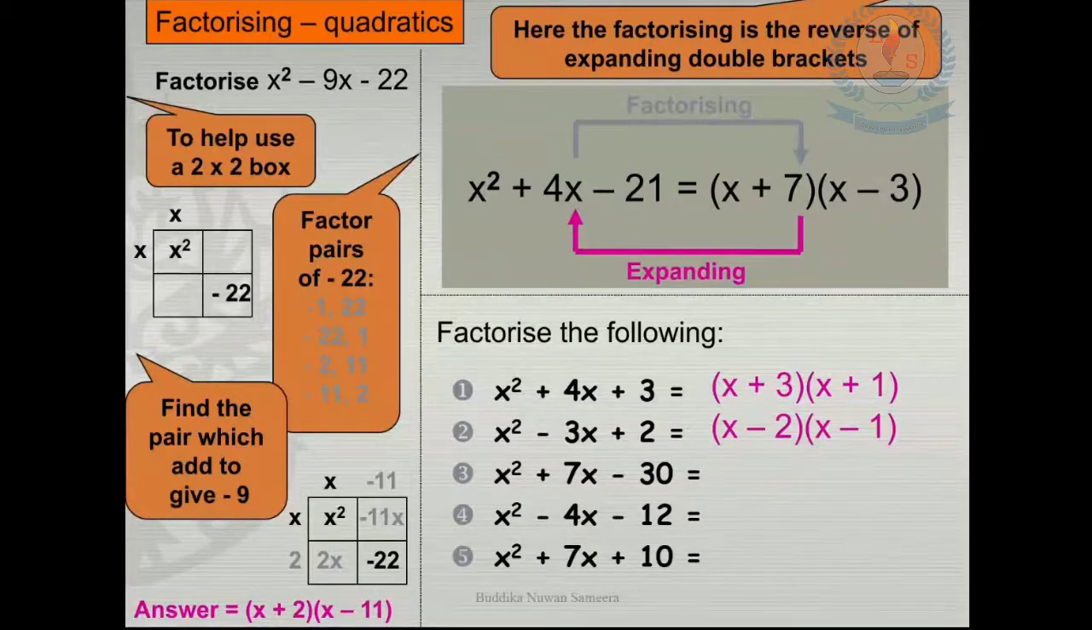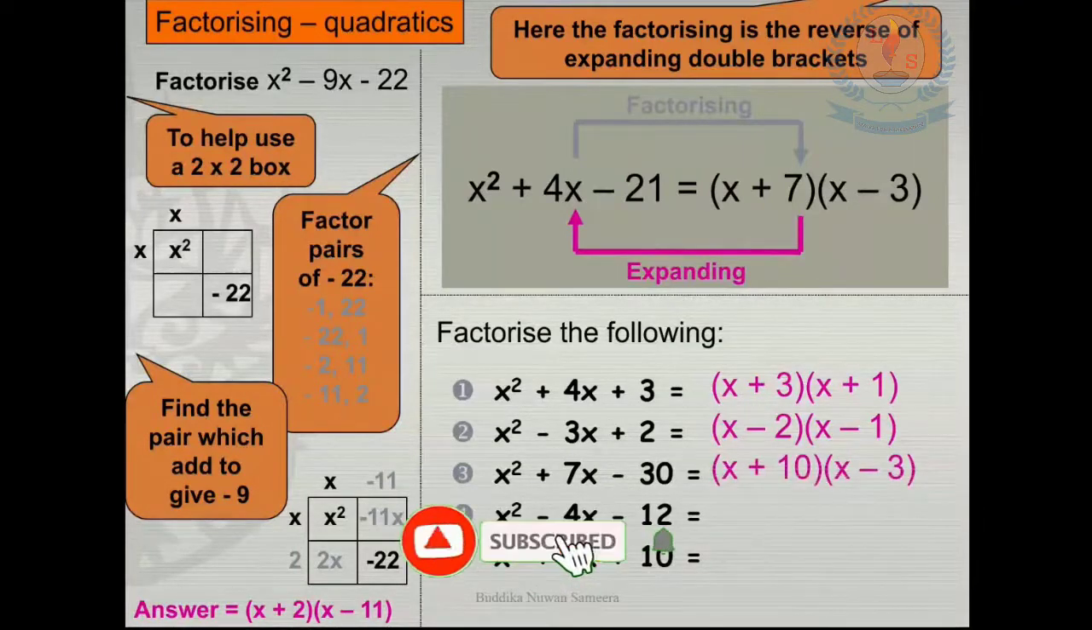Third one, you have to make plus 7 from minus 30. So how to make plus 7 from minus 30? We know that 10 times 3 is 30. But we need to make plus 7. To make that, plus 10 times minus 3 is minus 30. And when you add plus 10 and minus 3, the answer is 7. So what are the factors? Plus 10 and minus 3. So your factors are x plus 10 and x minus 3.